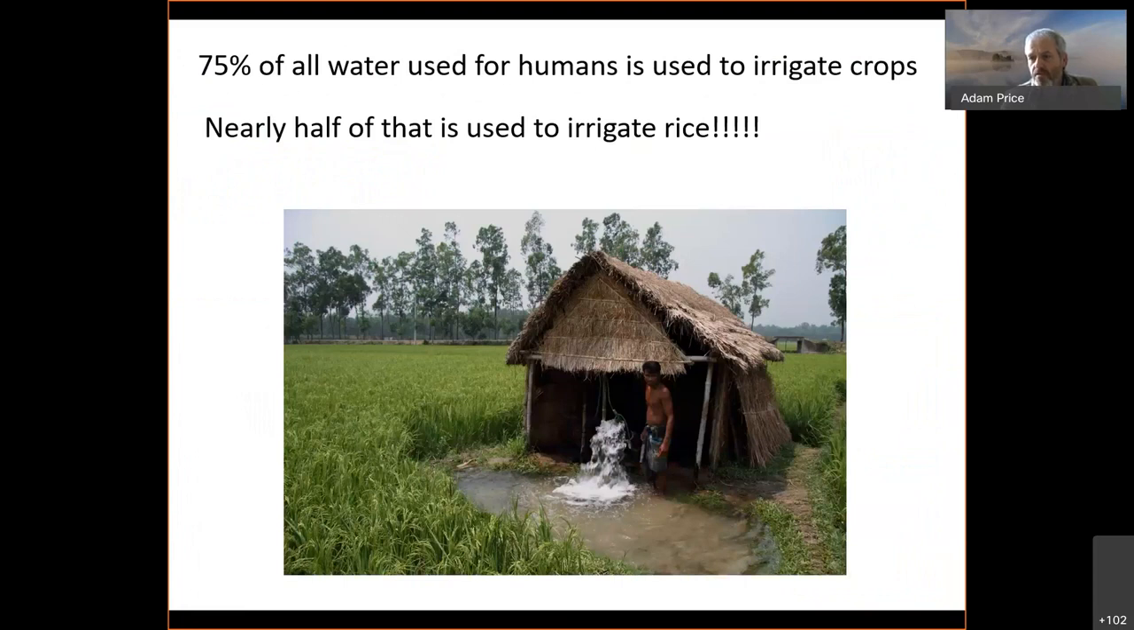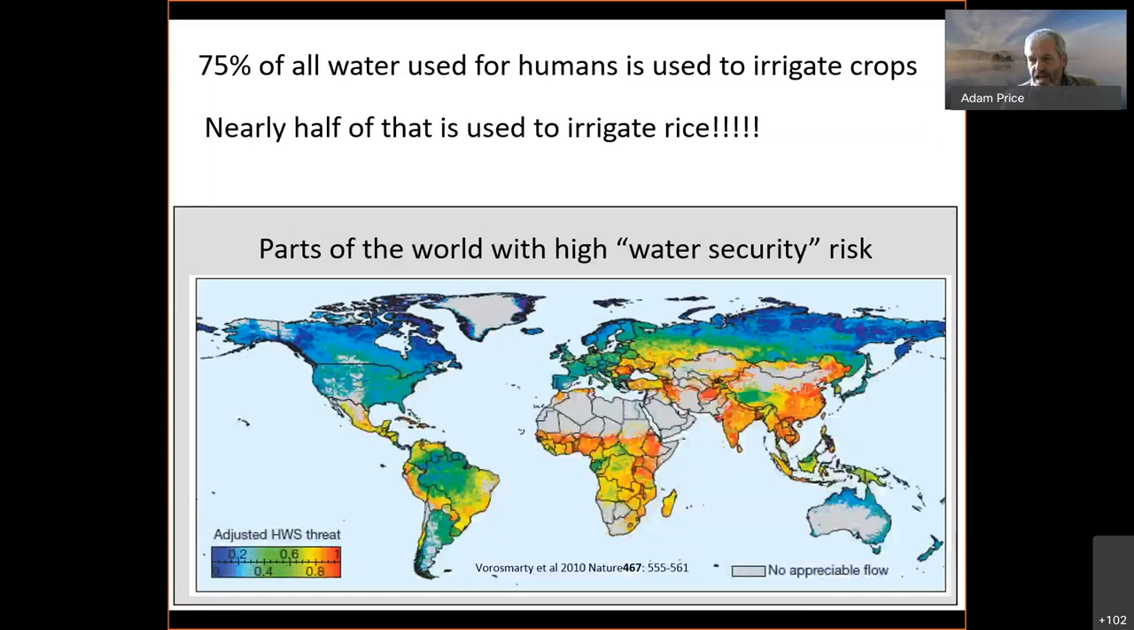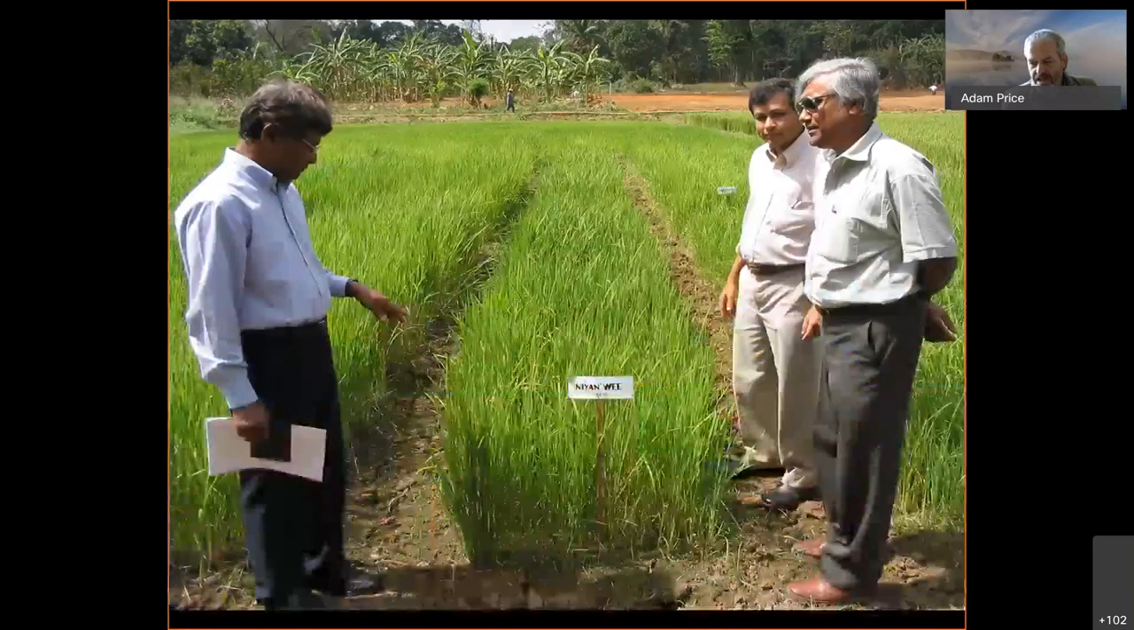For rice, it uses about half of all of the water that humans use. So it's absolutely massive. And there are huge parts of the world, including parts which grow an awful lot of rice, where that water is not being used sustainably. So research focusing on using water less and considering drought has been a principal issue running through my research. And the other one is natural genetic variation.